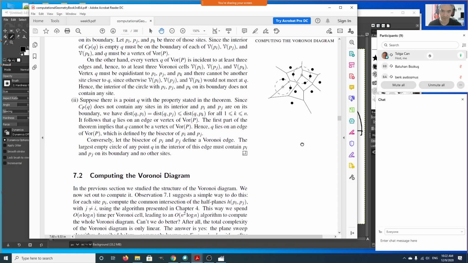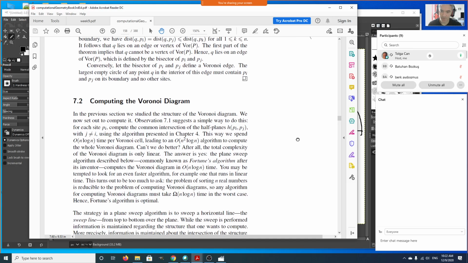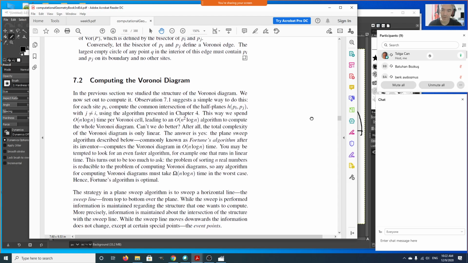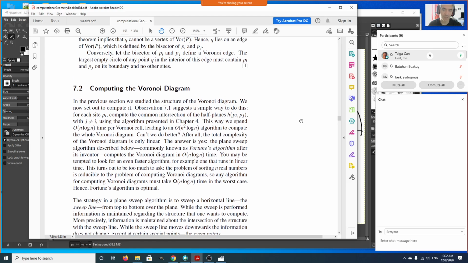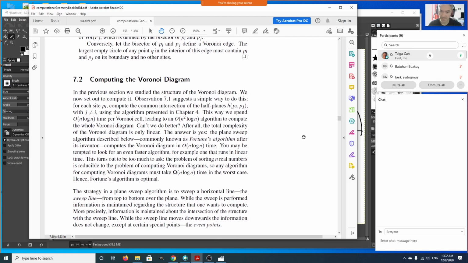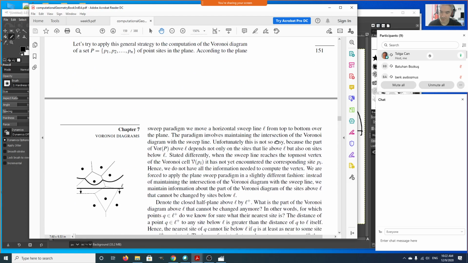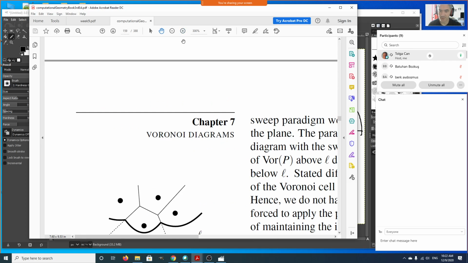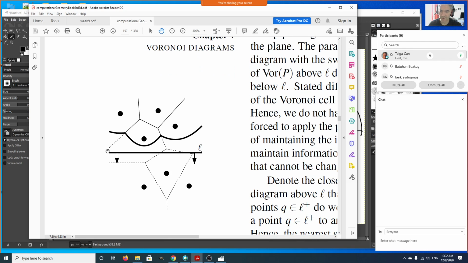And our plane sweep algorithm is going to create the Voronoi diagram. As we move the plane sweep downwards or from left to right, we will create it as a doubly connected edge list with vertex, edge, and face information. And now the next thing is we're going to look at this interesting figure. What does this figure say? Let's take a look at that.